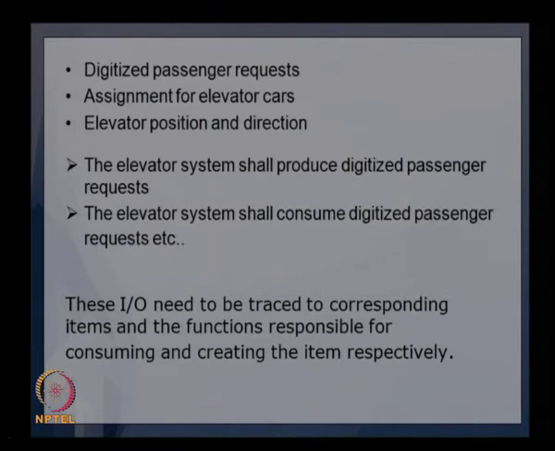So, whatever the requirements we identify, this is just a sample only, there will be many such input output requirements. We need to identify the components, or we need to trace these requirements to the corresponding items and the functions responsible for consuming and creating this kind of input and output.